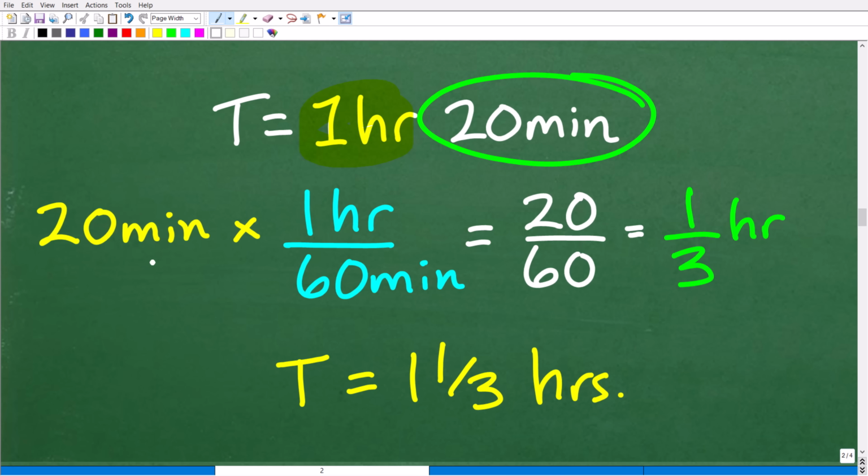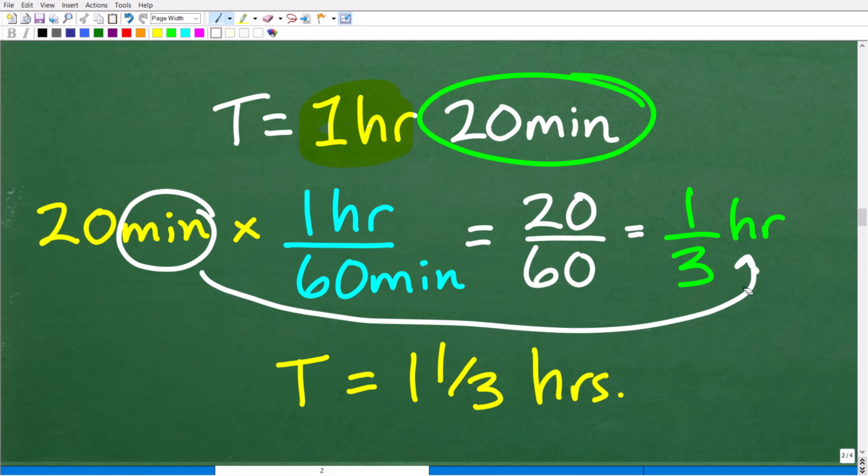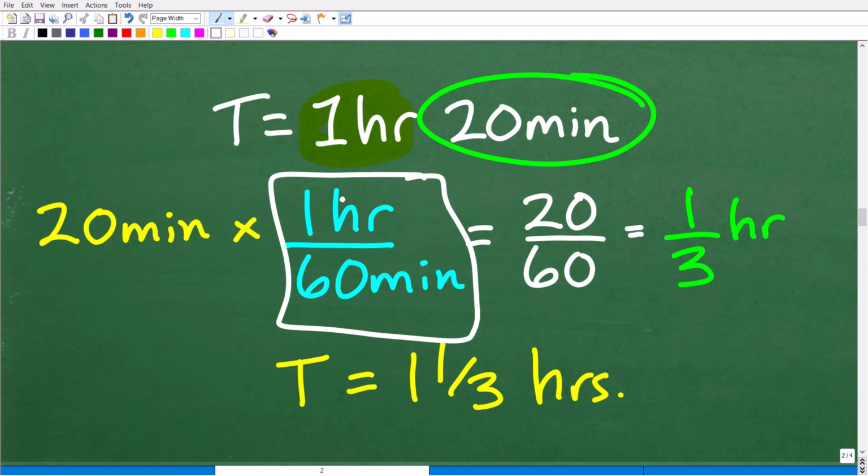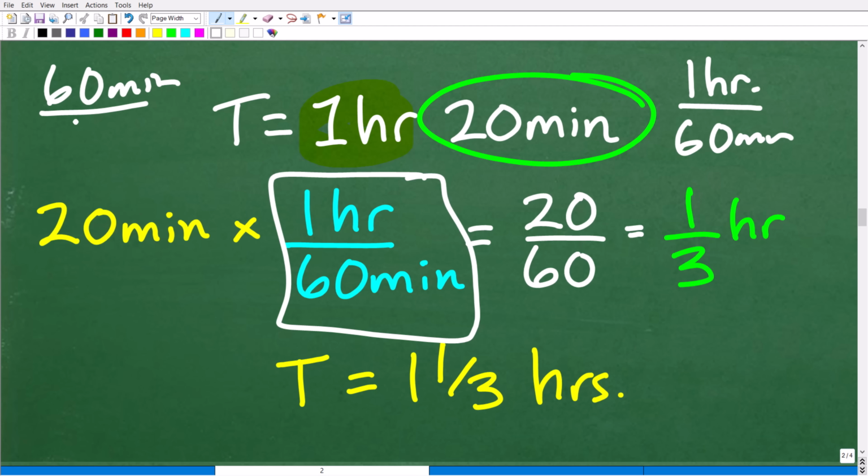Well, when you're trying to convert from one unit to another, and here we're trying to go from minutes to hours, how do we do that? Well, we have to get rid of this unit of measure that we don't want and put it into another unit of measure. And what we need is something called a conversion factor. So here is a conversion factor. We know that 1 hour is the same thing as 60 minutes. Now, we also know that 60 minutes is the same thing as 1 hour.